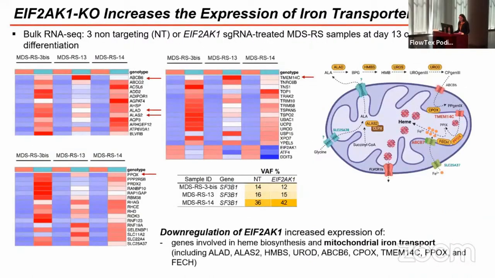We then performed bulk RNA sequencing, and we saw that when we depleted EIF2AK1, there was an upregulation of the mitochondrial iron transport genes and the genes involved in heme biosynthesis. This is important because SF3B1 is causing the missplicing of these genes, and this missplicing is what is causing this aberrant terminal erythroid differentiation. So we think that when we downregulate or deplete EIF2AK1, we can overcome this situation. This is the mechanism through which the cell can overcome the deficient terminal erythroid differentiation.